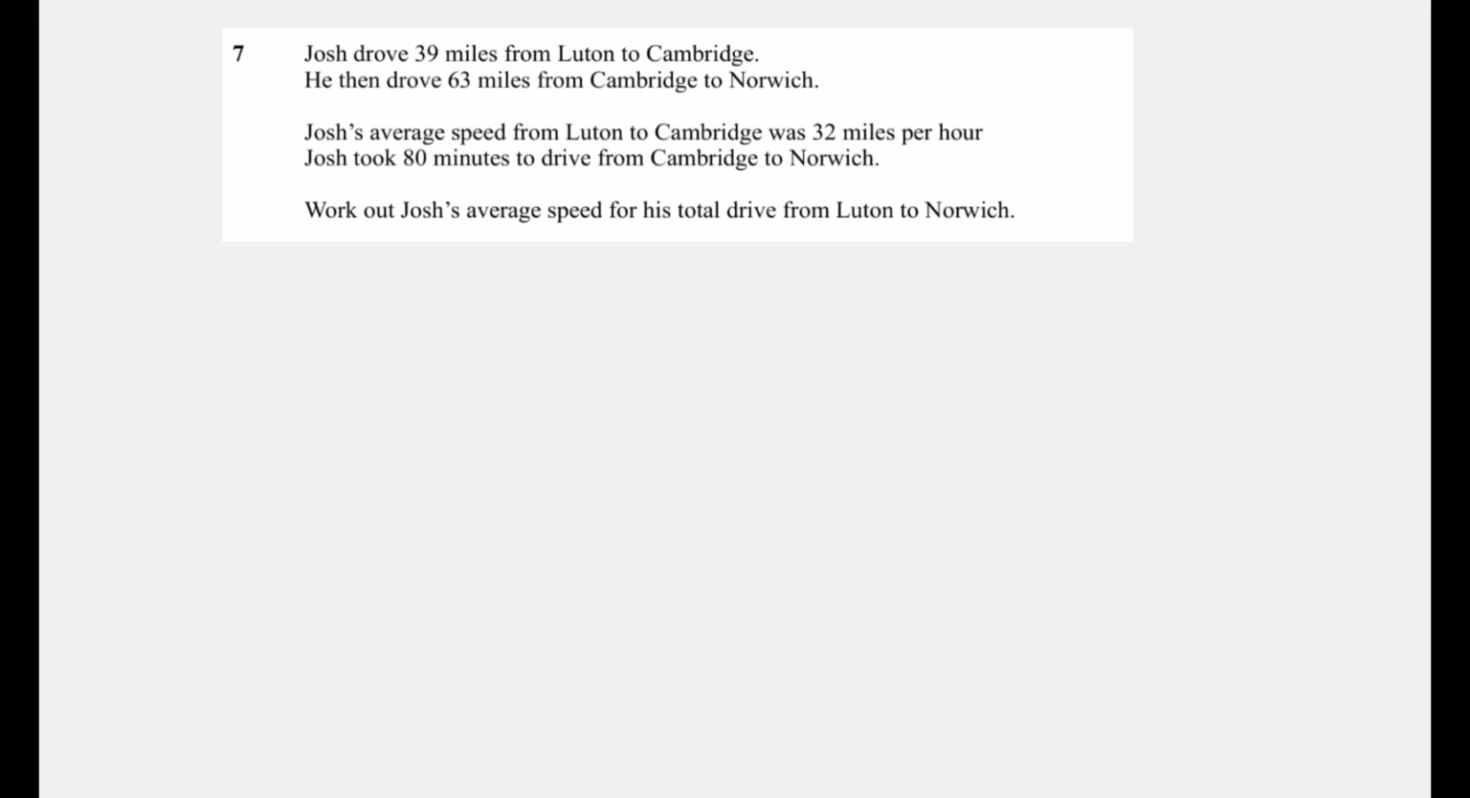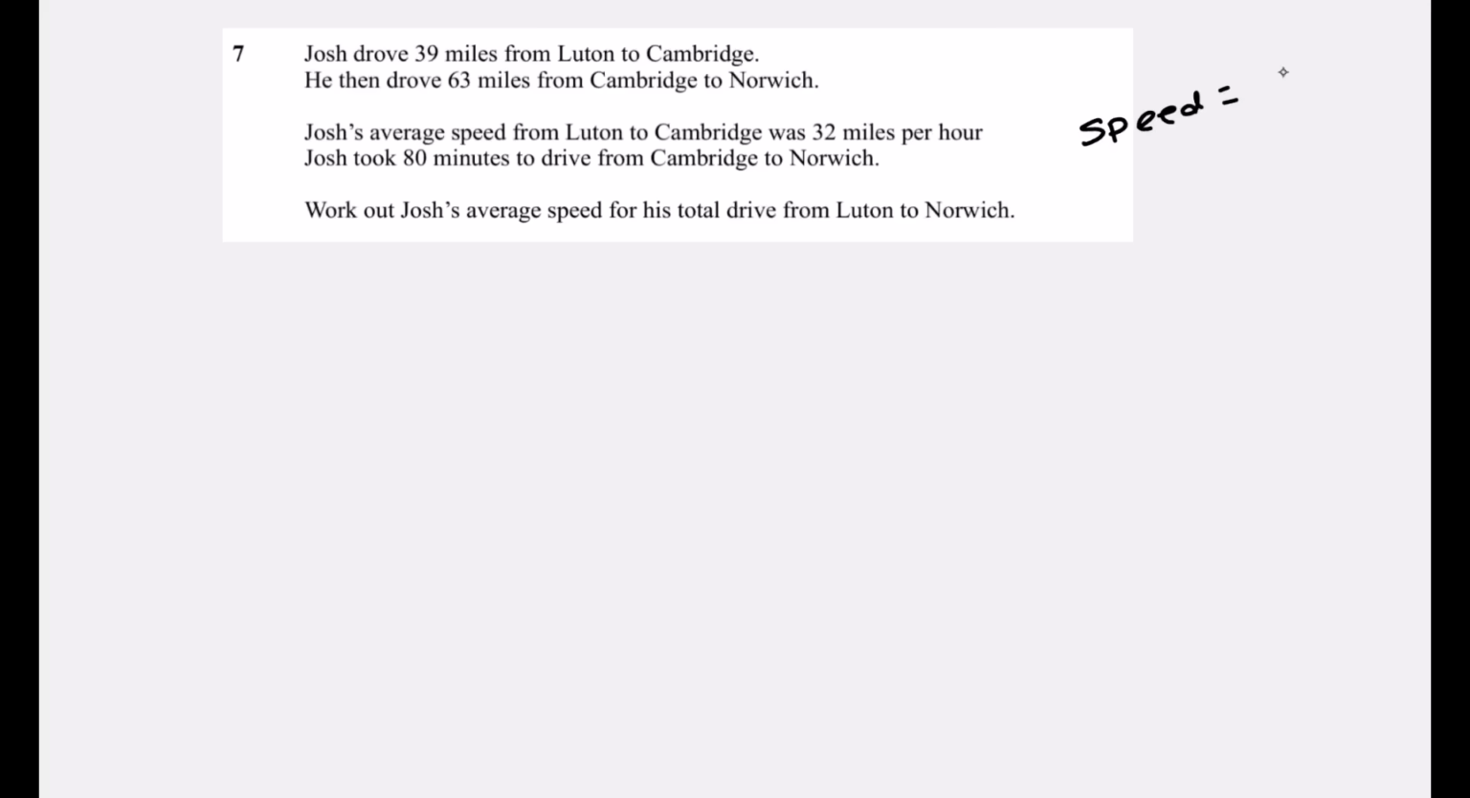Question 7. Josh drove 39 miles from Luton to Cambridge. He then drove 63 miles from Cambridge to Norwich. Josh's average speed from Luton to Cambridge was 32 miles per hour. Josh took 80 minutes to drive from Cambridge to Norwich. Work out Josh's average speed for his total drive from Luton to Norwich. So we've got speed, distance, and time.